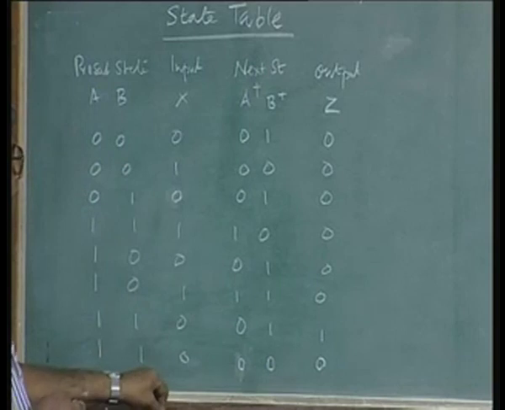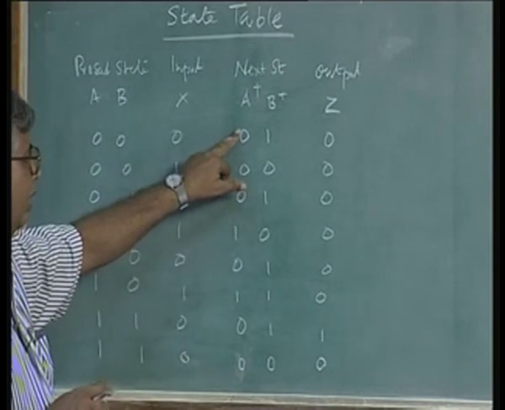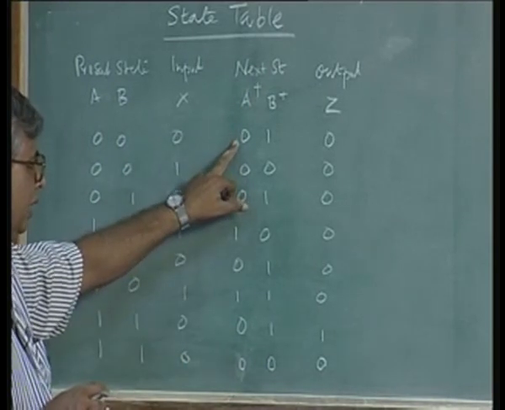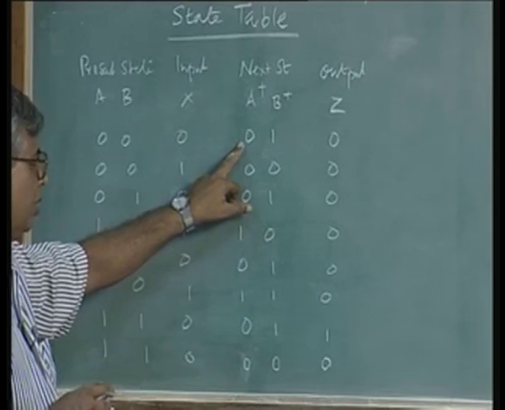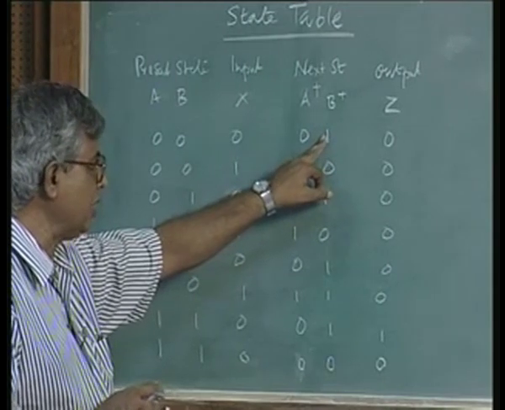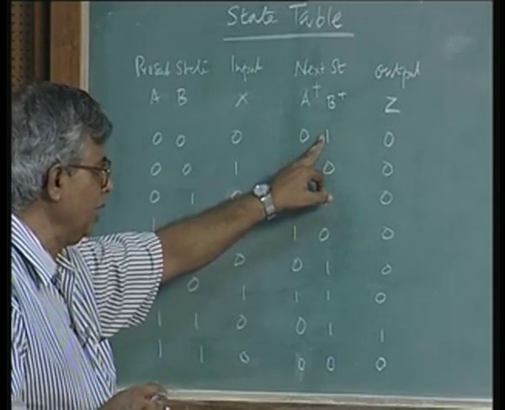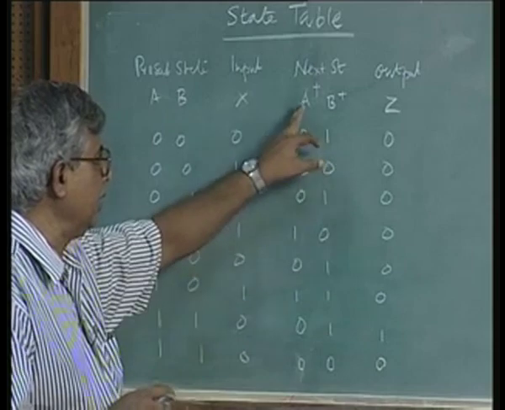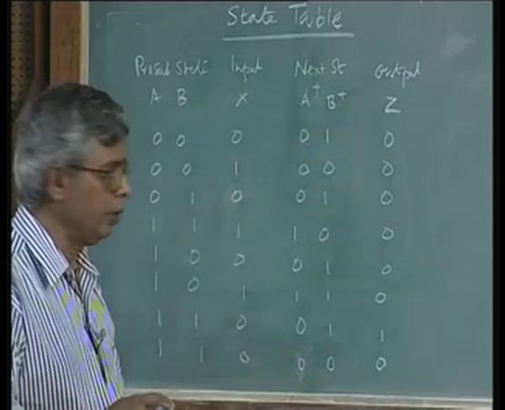Now, what are the things I need? I need a next state value for A plus, which will be given to flip flop A. The next state value for B plus, which will be given to flip flop B, and the output. These are the three things I am interested in: A plus, B plus and C are the outputs.